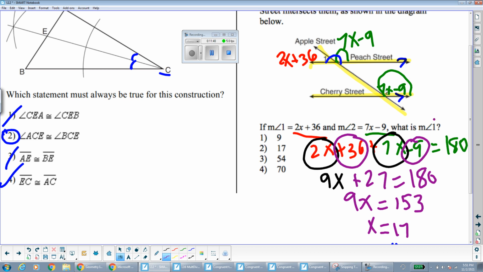Here, the question asks, what is the measurement of angle 1? So what we actually do is take our x value and plug it in for angle 1 and see what angle 1 actually is. So that will be 2 times 17 plus 36. So 2 times 17 is 34, plus 36 is 70. So angle 1 is actually 70 degrees.